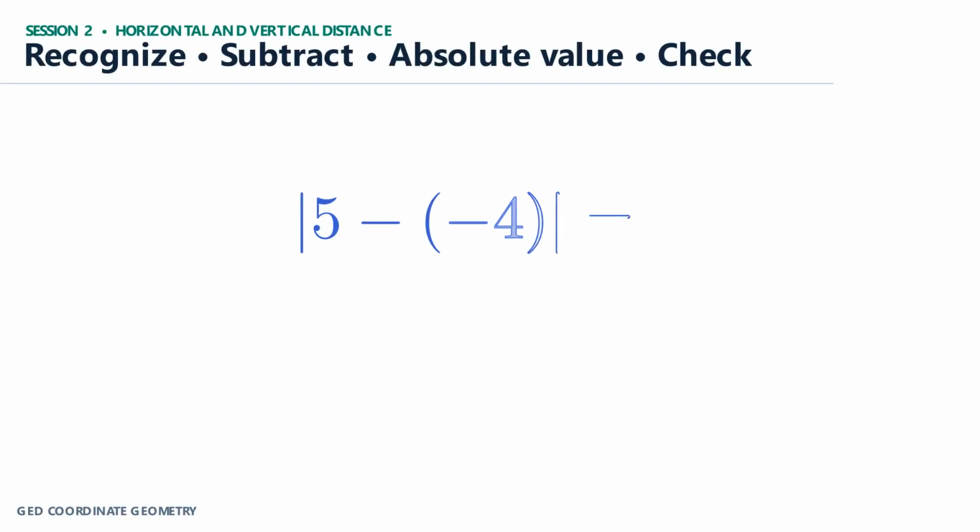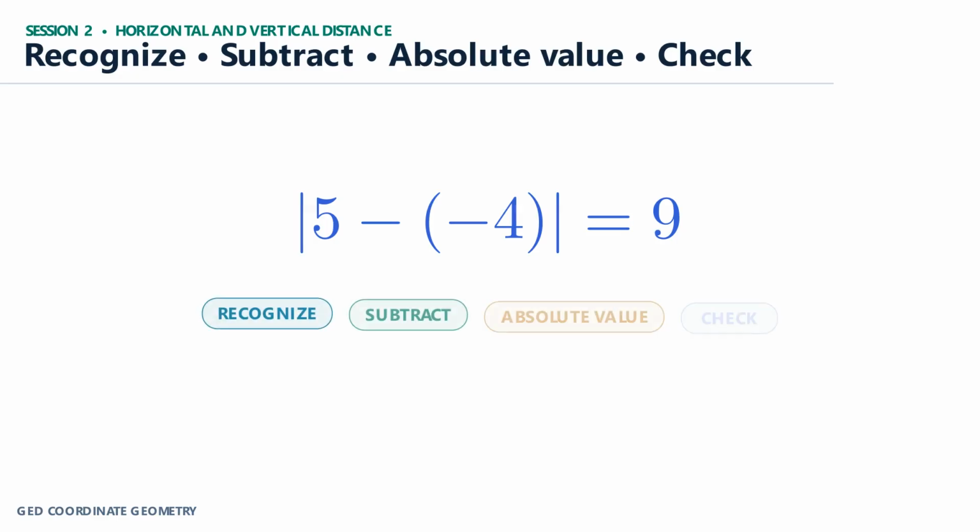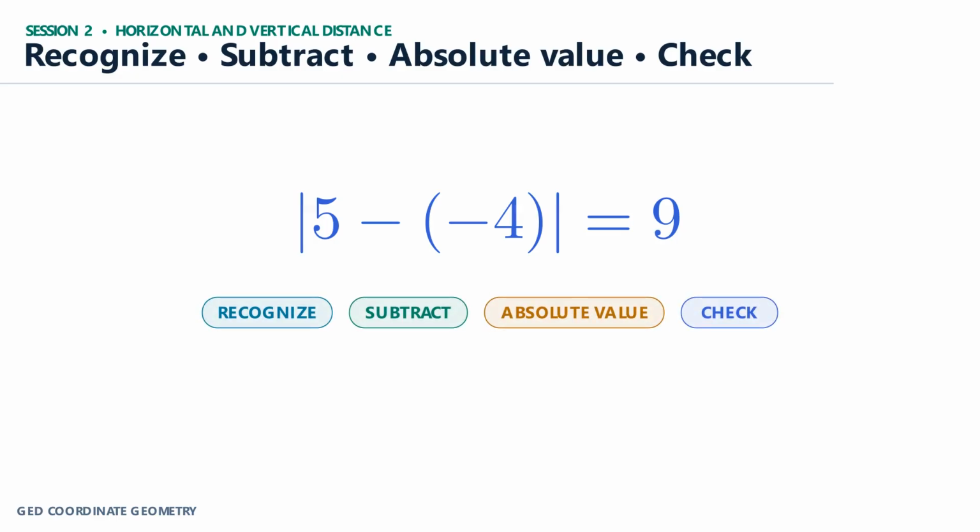Use this routine. Check for equal y or equal x. Identify the changing coordinate, subtract its values, take absolute value, and verify by counting intervals. Final check. The vertical distance between -3, -4 and -3, 5 is 9 units. The x values match, and 5 minus -4 equals 9. In Session 3, both coordinates will change, creating a diagonal distance and a hidden right triangle.